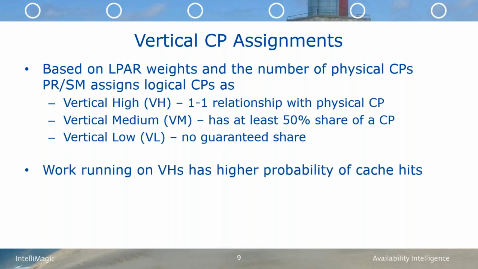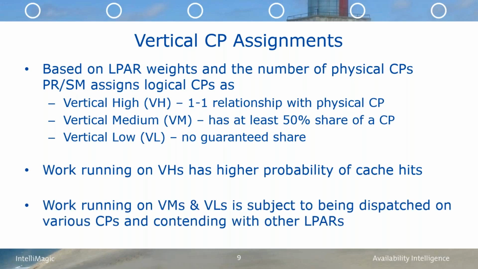Work executing on vertical highs optimizes cache effectiveness because its one-to-one relationship with a physical CP means it will consistently access the same processor cache. On the other hand, vertical mediums and vertical lows may be dispatched on various physical CPs where they will be contending for processor cache with workloads from other LPARs, making the likelihood of their finding the data they need in cache significantly lower.